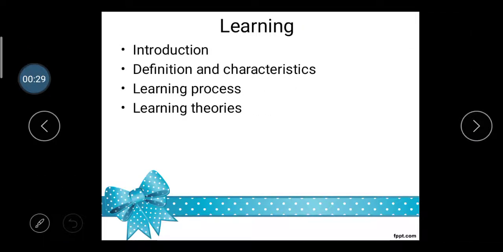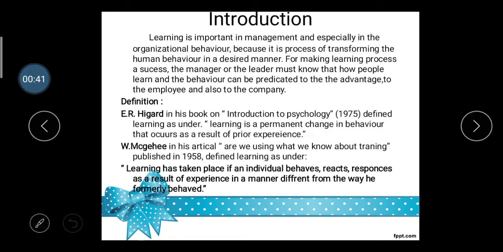In this learning topic, you should learn about the introduction of learning, then the definition and characteristics of learning, then the learning process and the learning theories. So first, what is the introduction of learning? Learning is important in management, and especially in organizational behavior, because it is the process of transforming human behavior in a desired manner.